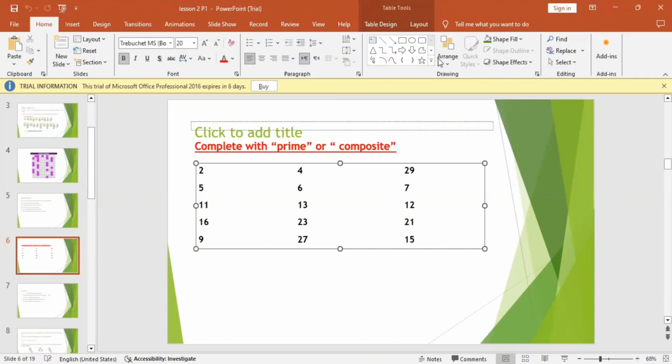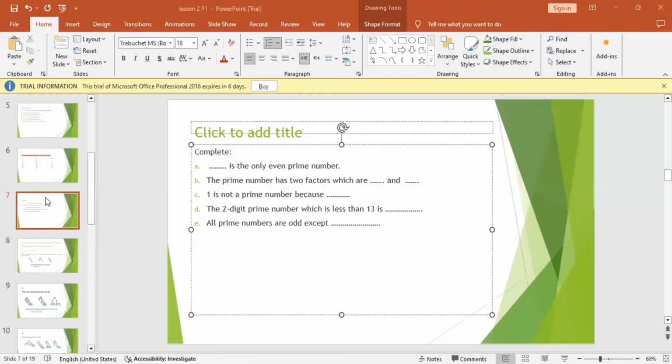So any even number is a composite, except 2, which is a prime. And any odd number is maybe a prime, maybe composite. Let's complete. The only prime number that is even is 2. 2 is the only even prime number.